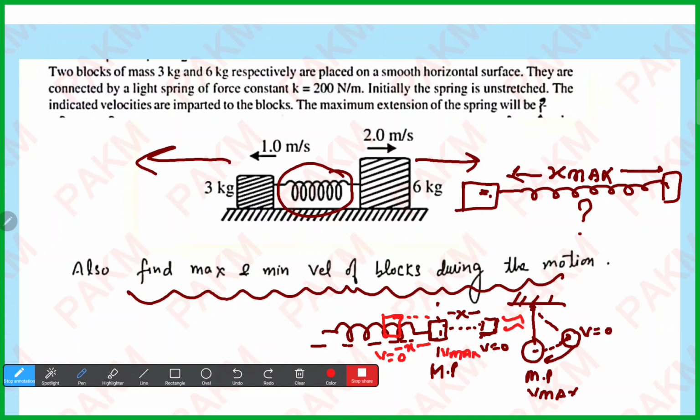This thought process is needed to calculate the max or min. Max we get at the mean position, and min we get at the extreme position. Now, since the velocity is given at which position? The mean position. So at the mean position we will surely get the maximum velocity. So let's start the discussion.